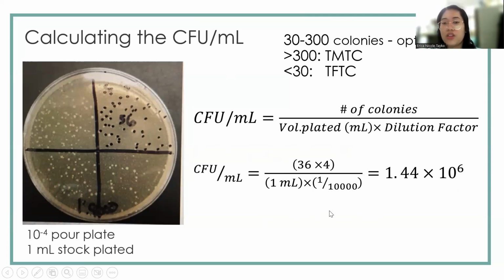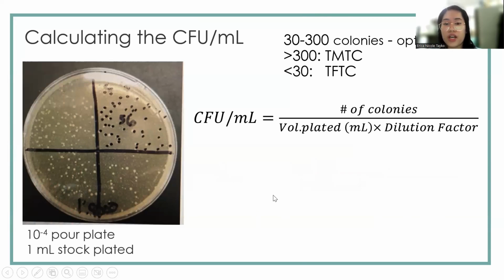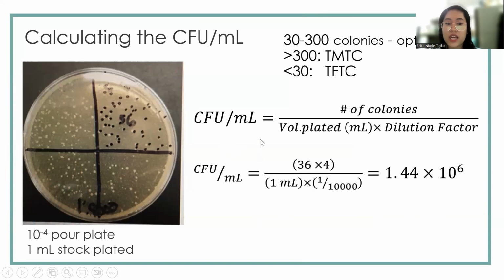If you want to get the total number of bacterial cells for the whole tube, remember, the tube contains 10 ml of bacterial suspension. So just multiply this number by 10. That will yield you 14 million 400,000 bacterial cells for the tube. Okay, so that's how you calculate the CFU per ml. That's how we estimate the bacterial cells in the source tube by using the pour plate method.